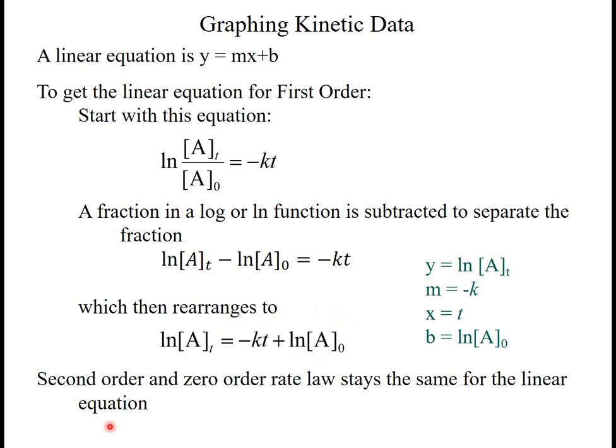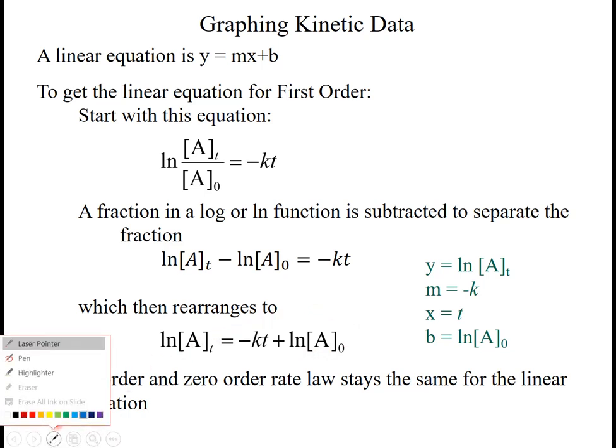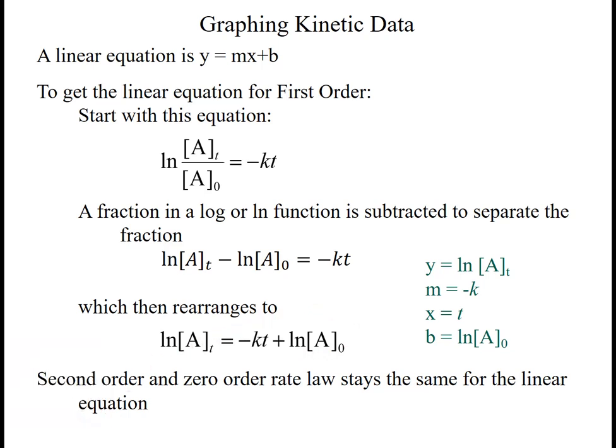And this is my linear equation. So this right here is y, this is m, this is x, and this is b, which is shown here. So y is the natural log of A_t, the slope is a negative k, x is the time, and the intercept is the natural log of A naught. For second order and zero order, they're basically already in a linear equation format.